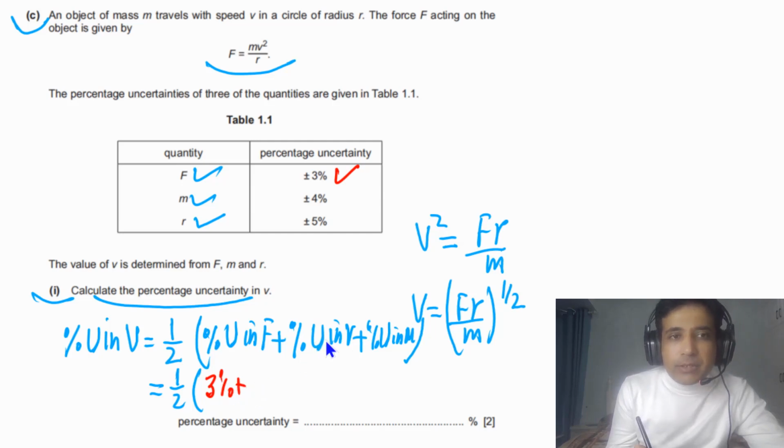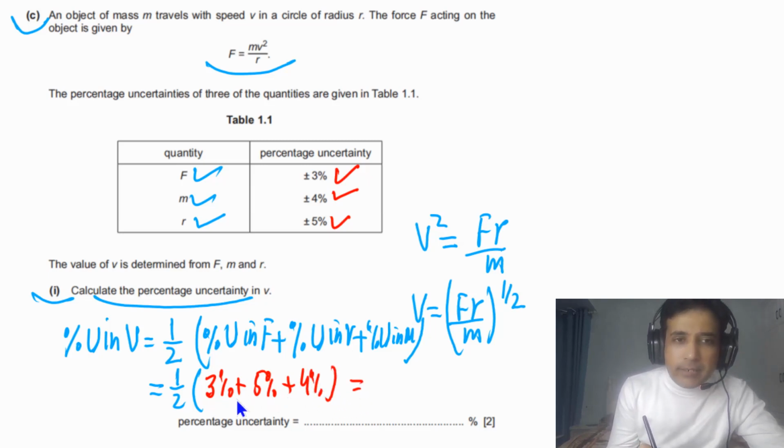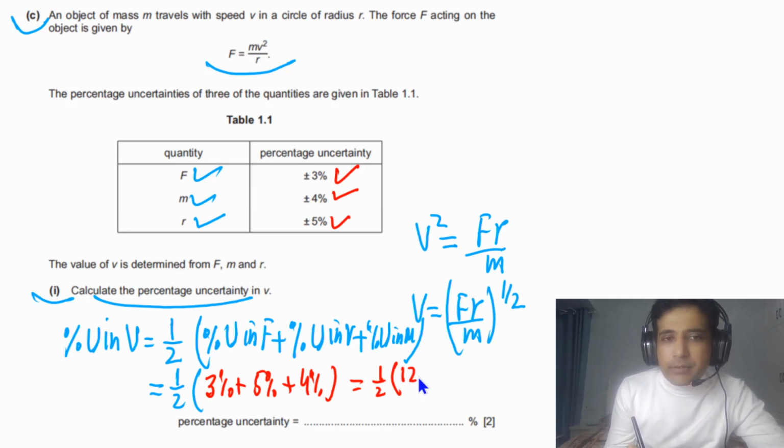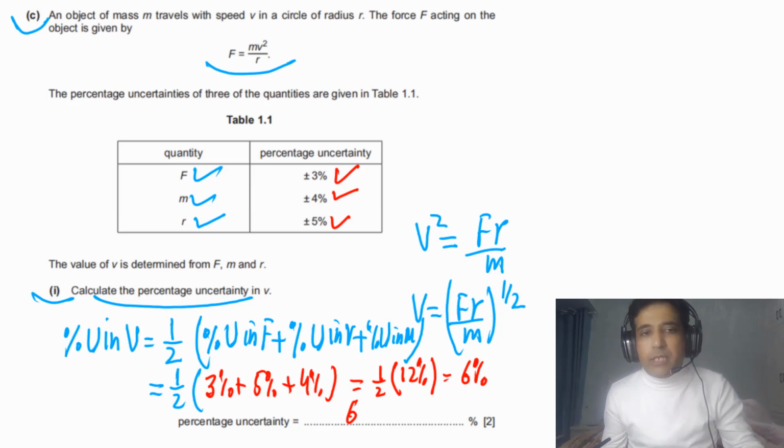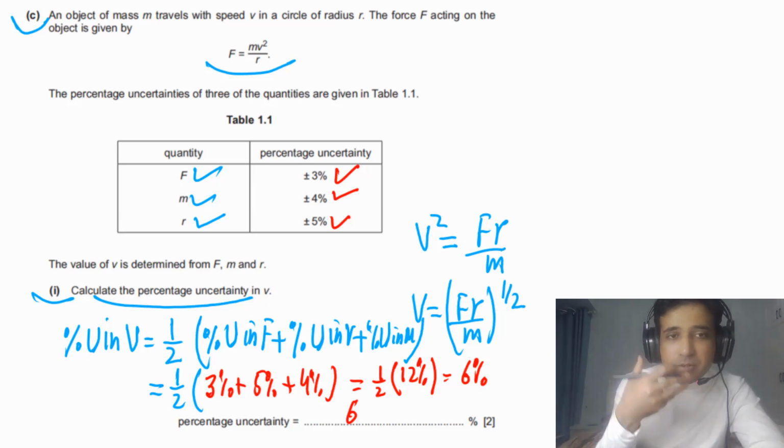And percentage uncertainty in R is given, that is 5%. So we can write down this is 5%, and percentage uncertainty in mass is given, that is 4%. Now simply if we add all of them together, we will get this is 1 by 2, and here we will get this is 12%. Now we divide by 2, so we will get 6%. So this is our final answer. So this is the percentage uncertainty in V, and this is how you need to approach.